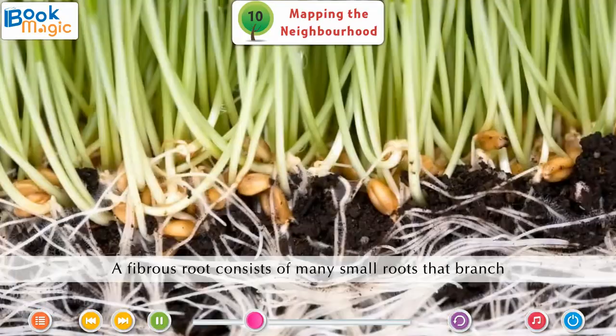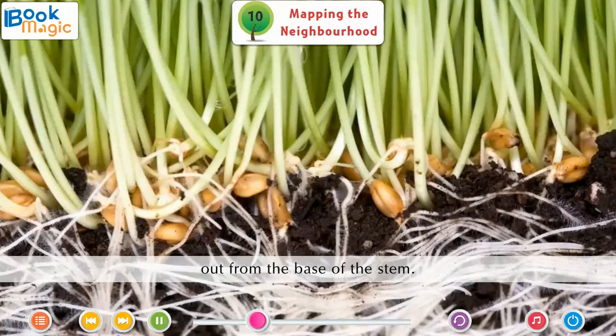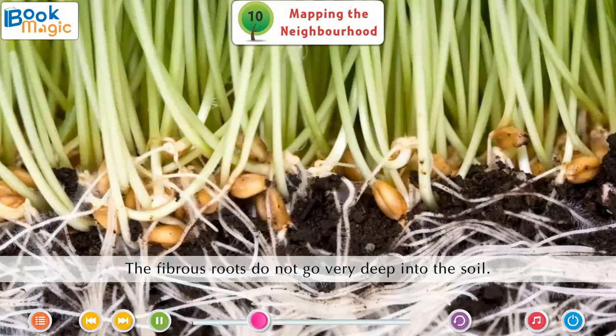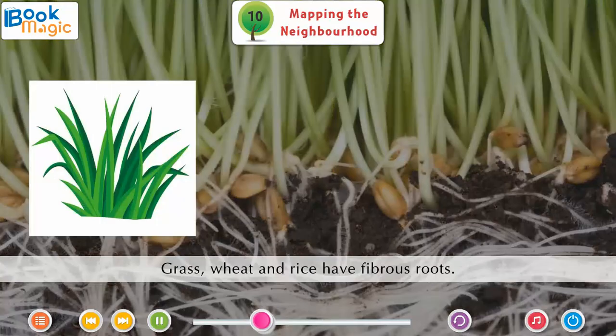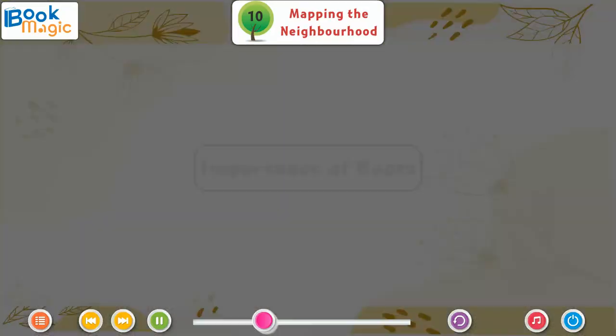Fibrous root. A fibrous root consists of many small roots that branch out from the base of the stem. The fibrous roots do not go very deep into the soil. Grass, wheat, and rice have fibrous roots.